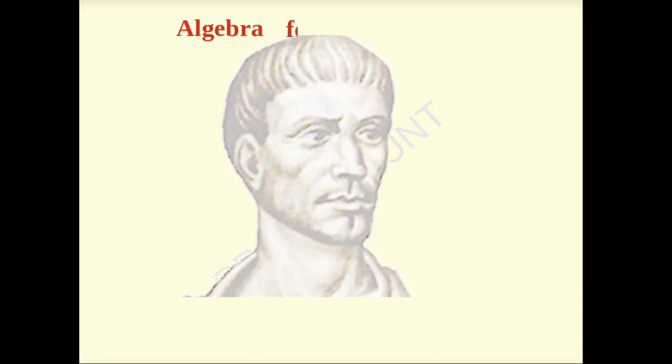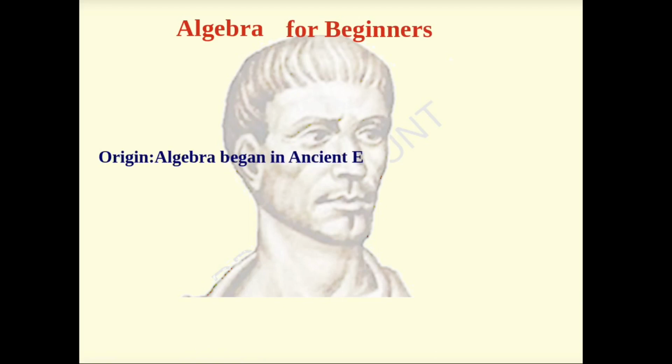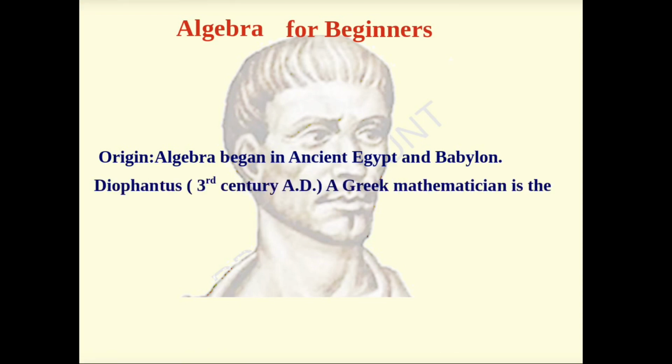Hi children, today our teaching topic is Algebra for Beginners. Origin. Algebra began in ancient Egypt and Babylon. Diophantus, 3rd century AD, a Greek mathematician, is the father of algebra. Arithmetica is his brainchild book.